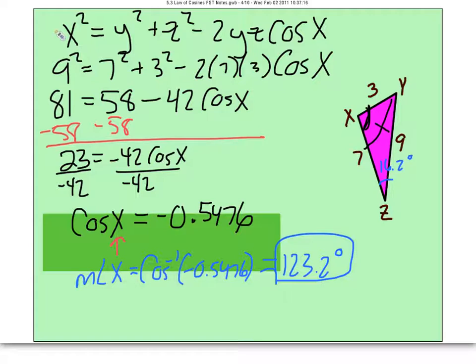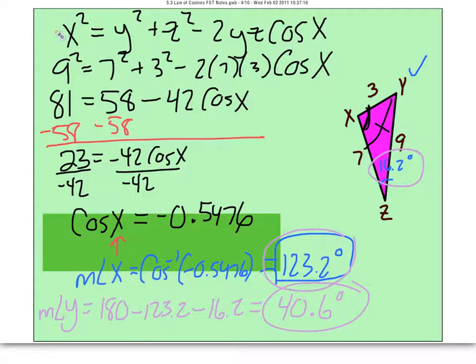Now, I could go ahead and do the law of cosines a third time to find angle y, but I'm not going to. I already know that one angle is 123.2, the other is 16.2. So to find that third angle, we'll just do the measurement of angle y is 180 minus the two values we already found. And when you do that, you're going to get that angle y. It's going to be 40.6 degrees.